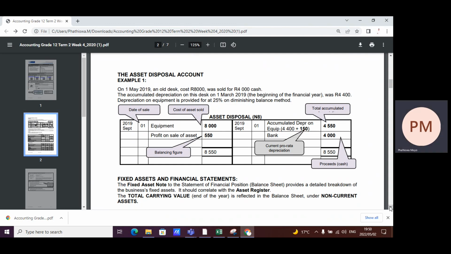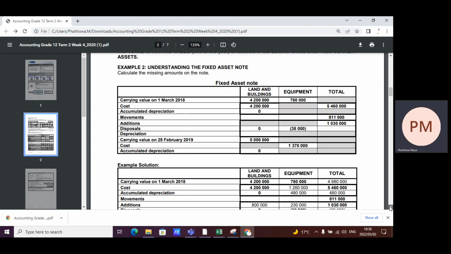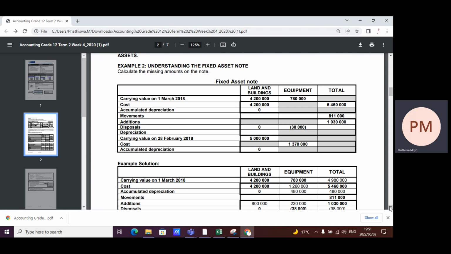So the fixed asset note to the statement of financial position, the balance sheet, provides a detailed breakdown of the business's fixed assets. It should correlate to the asset register. The total carrying value at the end of the year is reflected in the balance sheet under non-current assets. Example 2, understanding the fixed asset note. Land, buildings, equipment, total. So it will be the different asset classes that the business has. And you start with the carrying value at the beginning of the year, the cost and the accumulated depreciation at the beginning of the financial year.